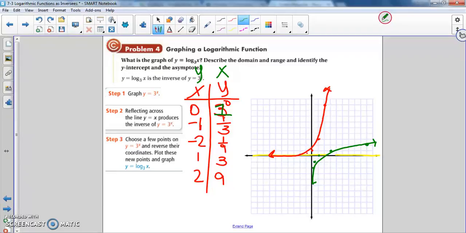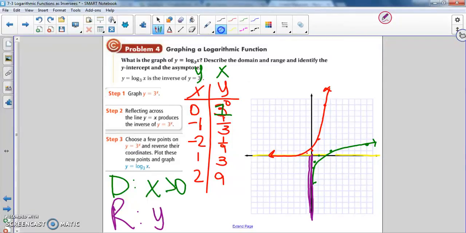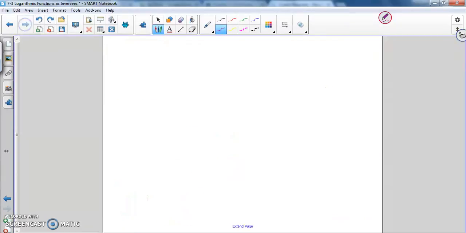Our domain is x is going to be greater than 0, because we have our asymptote at x equals 0, and our range is all real numbers. So our domain, x needs to be greater than 0 because our asymptote here is at x equals 0, and our range, y, all real numbers. That's all.